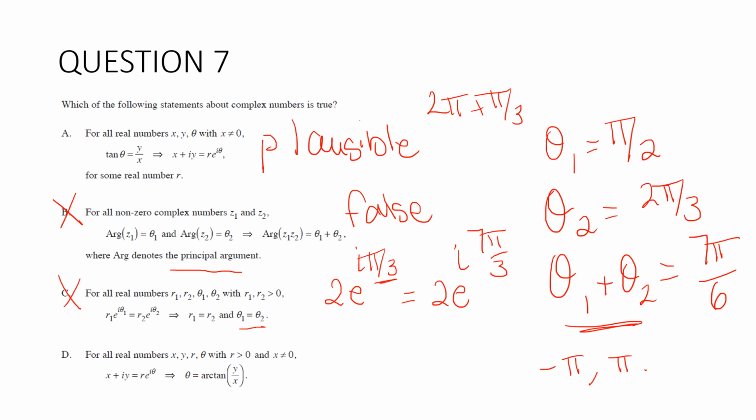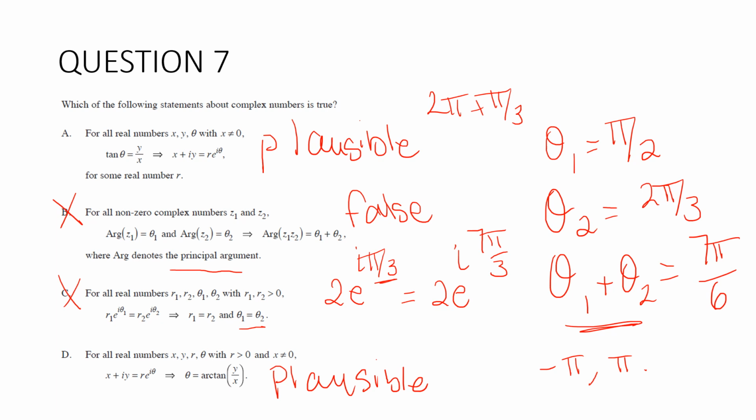And D, for all real numbers x, y, r, theta with r greater than 0 and x is not equal to 0, x plus iy is equal to r e to the i theta implies that theta is equal to arctan y over x. And that one also seems plausible.